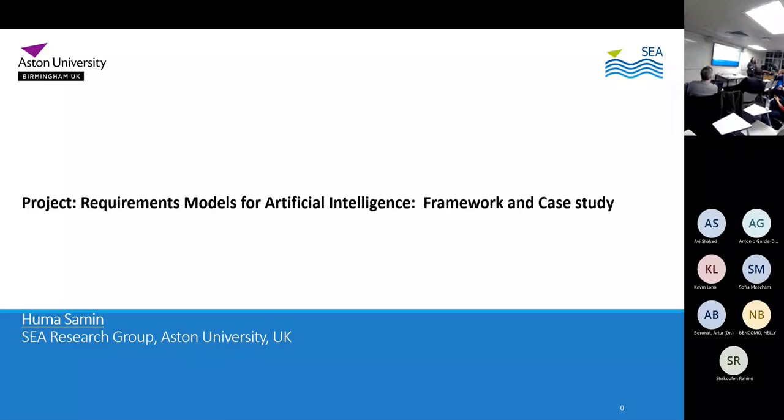My area of research lies under the umbrella of decision making under uncertainty. My PhD research focused on requirements aware models as runtime models for decision making in self adaptive systems. The Seedcorn project that we got is related to that and based on that. The topic of our Seedcorn project is requirements models for artificial intelligence: framework and case.